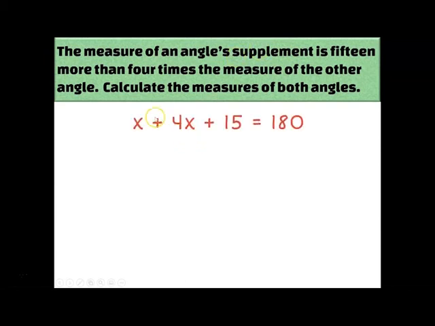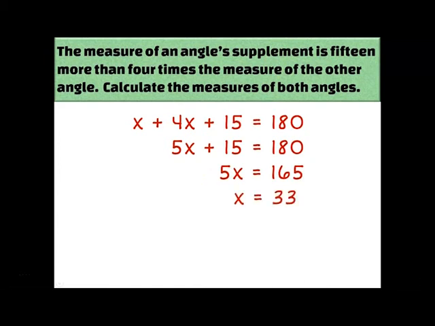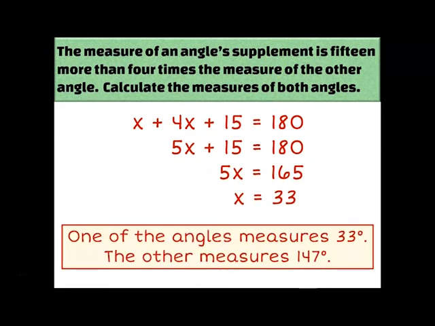So one of my angles I'm going to call x. The other angle I'm going to say is 4x plus 15, because that's 4 times x and 15 more, so plus 15. So this is the first angle, plain old x. This is the second angle, 4x plus 15. And I'm adding those two angles together to be 180 degrees because it says that they're supplementary. Combine like terms, subtract 15, divide by 5, so one of the angles measures 33 degrees.